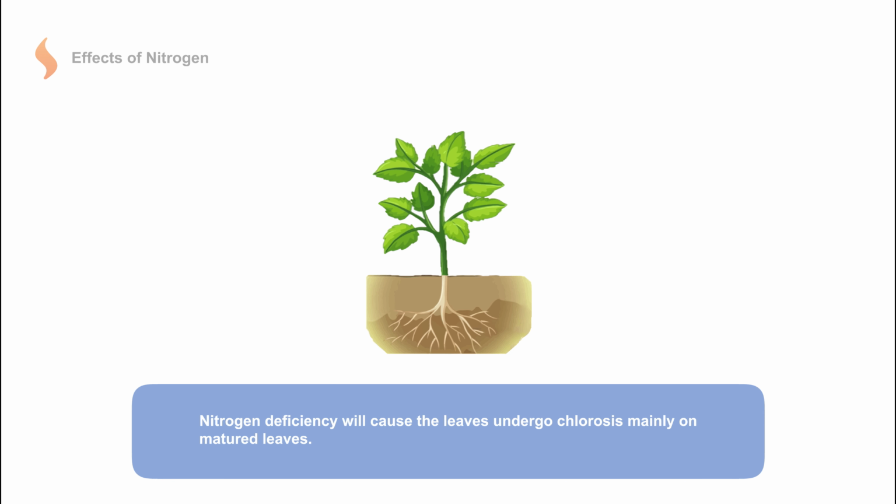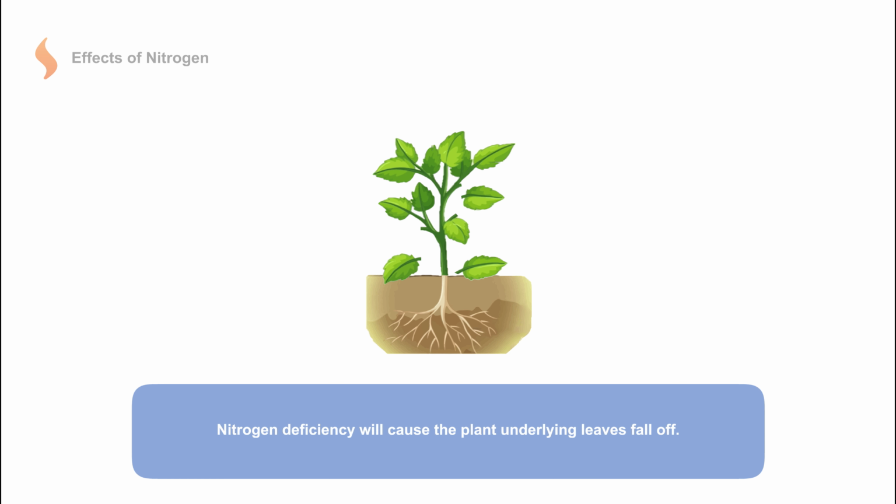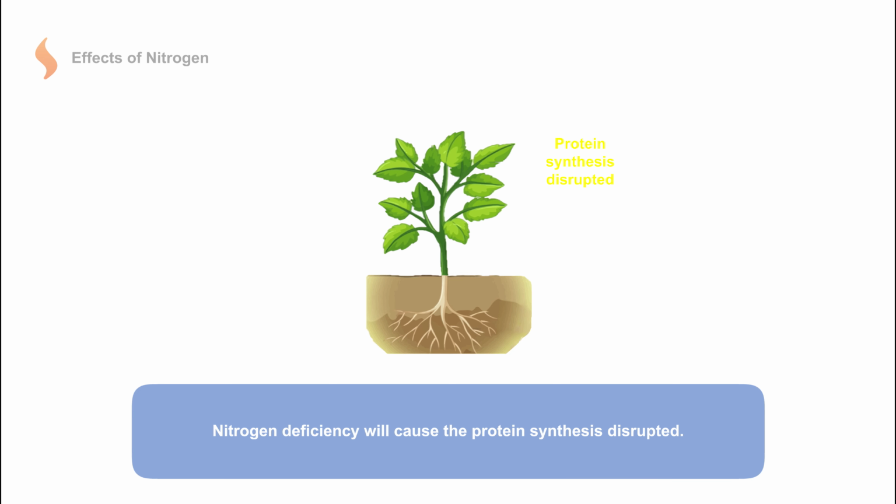Nitrogen deficiency will cause the leaves to undergo chlorosis, mainly on matured leaves. It will cause the plant's underlying leaves to fall off. It will cause protein synthesis to be disrupted. Stunted growth will also occur on the plants.